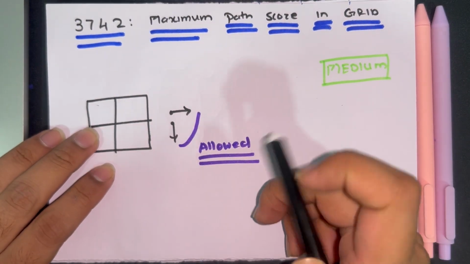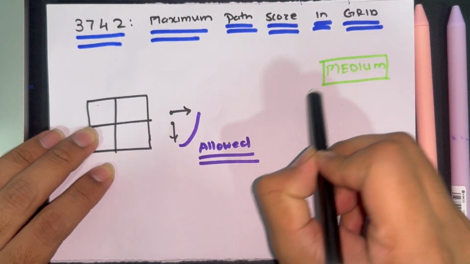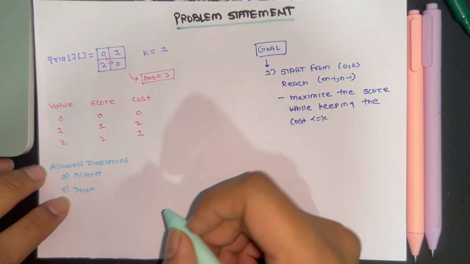So today's LeetCode question 3742, maximum path score in a grid. It is a medium level question. Okay, let's go through the problem statement.